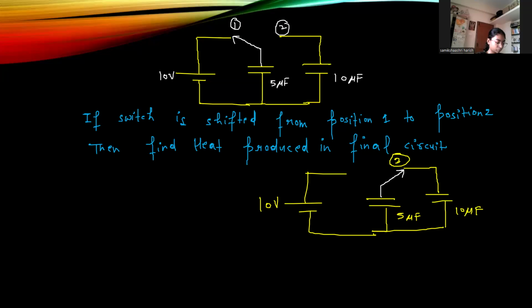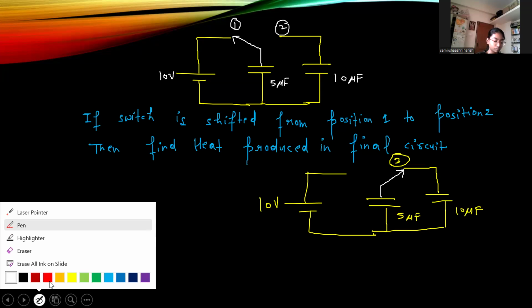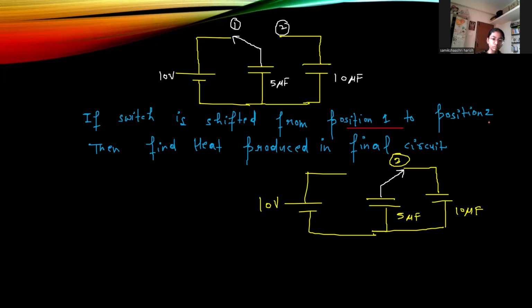The question is what they're asking: if the switch is shifted from position 1 to position 2, then find the heat produced in the final circuit. Okay. Now once this is connected with 10 volt, how much charge is stored? What is the potential across this 5 microfarad? That is 10 volt. There is no voltage across this 10 microfarad because it's not connected.